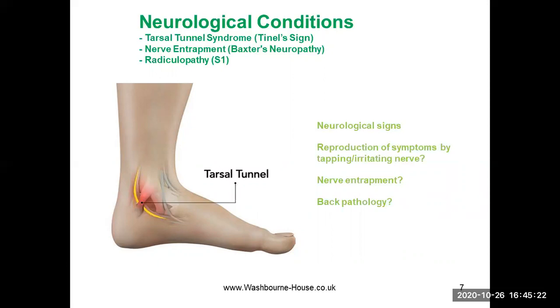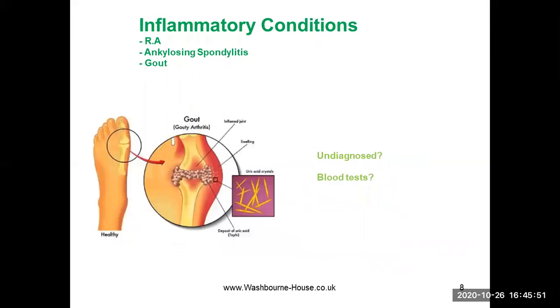usually associated with numbness or tingling too. There could be a nerve entrapment we call Baxter's neuropathy. The Baxter's nerve is the terminal branch of the posterior tibial nerve, which can get trapped between the muscles and the soft tissues in the area, which again, a nerve entrapment would give you those signs and symptoms. Or it could be a radiculopathy, which usually comes from around S1 of the lower back. So if there's any back pathology or history of back pathology, that might be something we would look into as well.